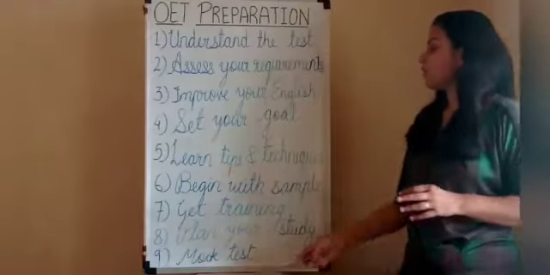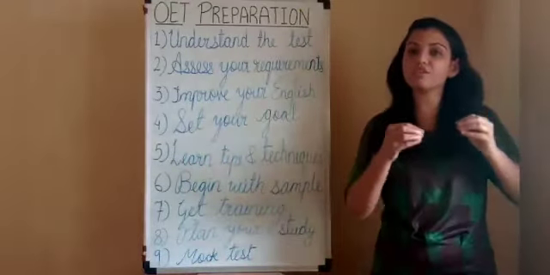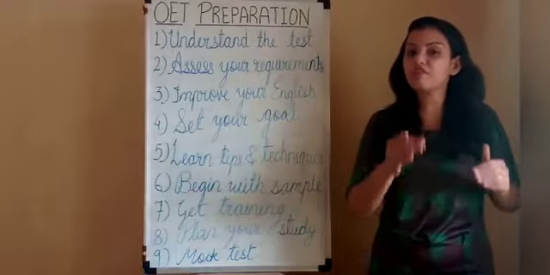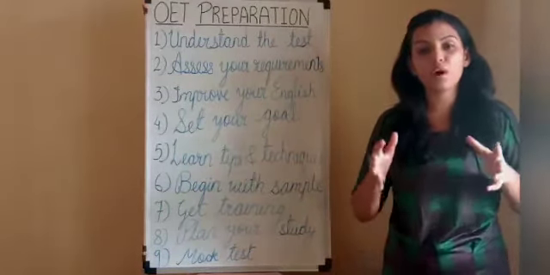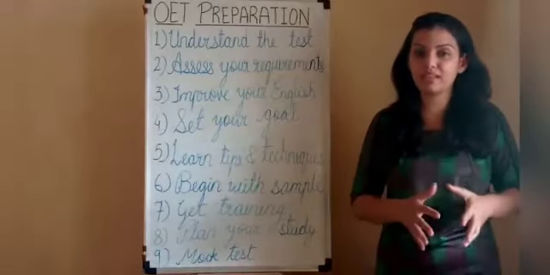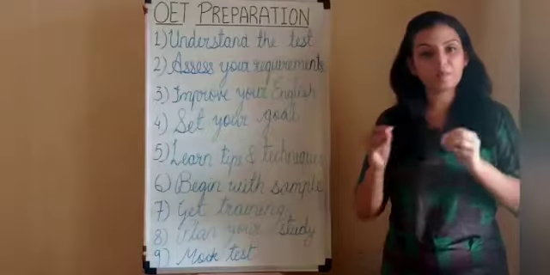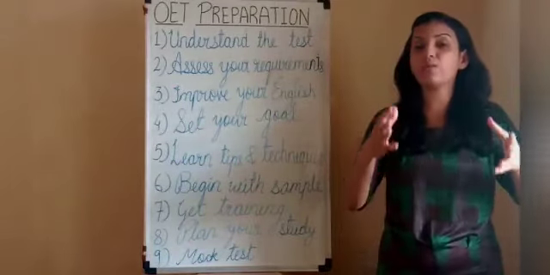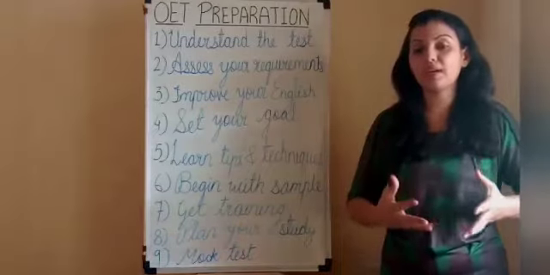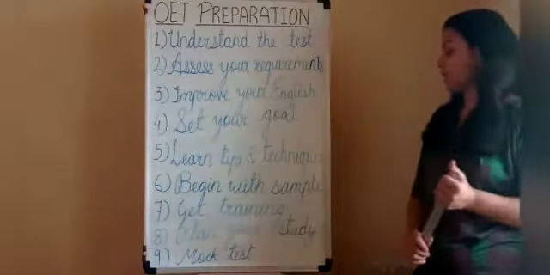Now begin with sample tests. From where should you start? On the official website, occupationalenglishtest.org, you will find the sample tests, in which 2 sample tests are provided for each subtest. So you can understand what kind of test it is and what kind of questions you can expect during the real exam. So you can start with sample tests.